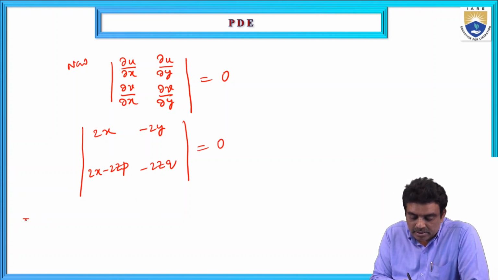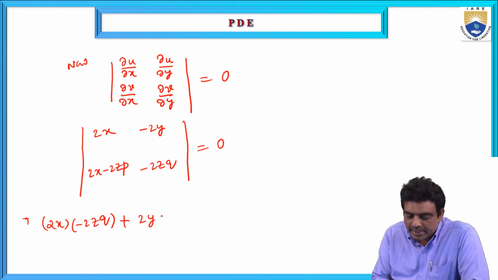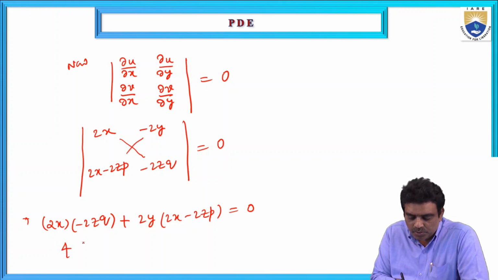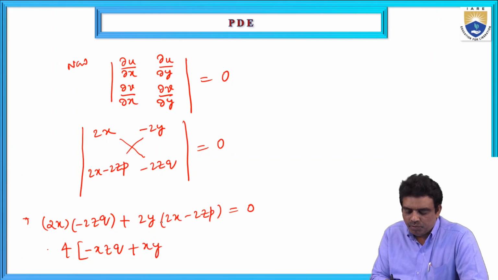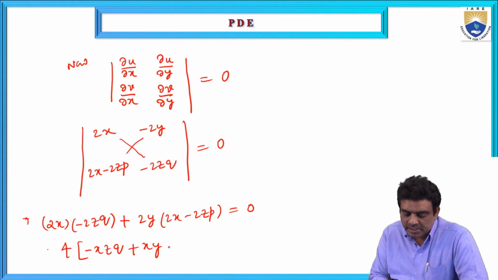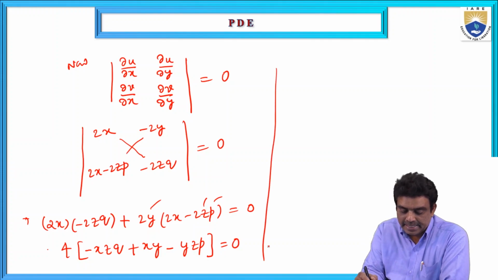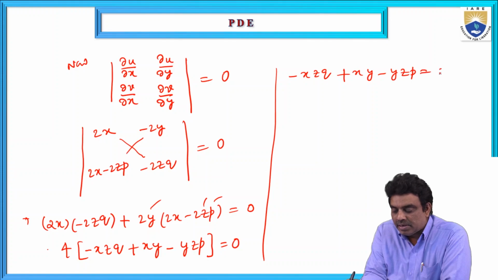On expanding the determinant, we get 2x into minus 2zq, minus of minus 2y into 2x minus 2zp, is equal to 0. That is the cross product of this minus that one. Or I can write 4 times minus xzq plus xy minus yzp is equal to 0. Taking 4 outside, this is minus xzq plus xy minus yzp is equal to 0.